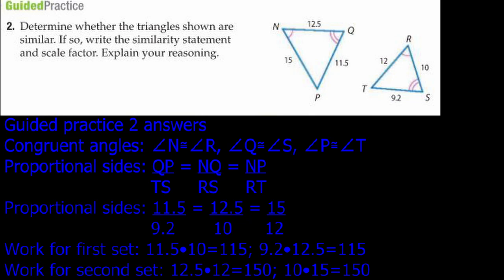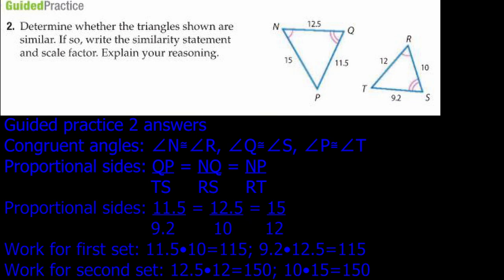So the work for the first set, I took 11.5 at the top left and multiplied it by 10 on the bottom right. And I'm only doing the first two fractions here. When I multiply 11.5 times 10, I get 115. And again, I'm not looking at the third fraction right now. Then I go to the bottom left, 9.2, and multiply it by the top right fraction, 12.5. That also gave me 115. Both of those answers are 115, so they are a match.